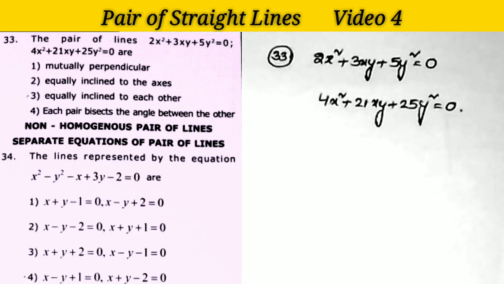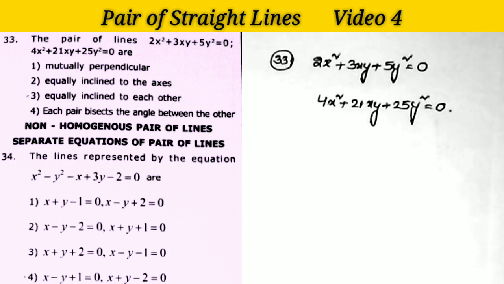Next question, sum number 33. The pair of lines 2x square plus 3xy plus 5y square is equal to 0 and 4x square plus 21xy plus 25y square is equal to 0 are. So here some options are given. The options are mutually perpendicular, equally inclined to the axis, equally inclined to each other, each pair bisects the angle between the other.